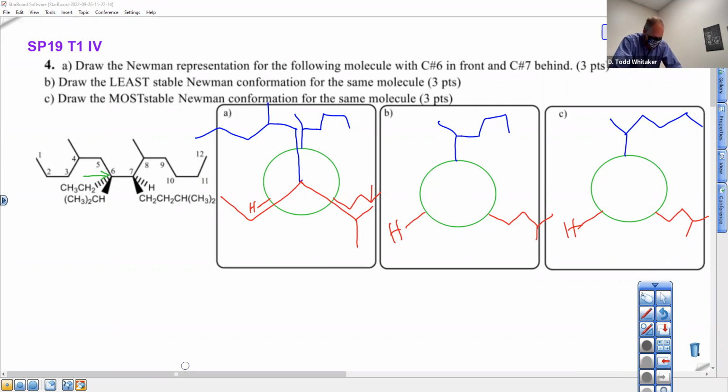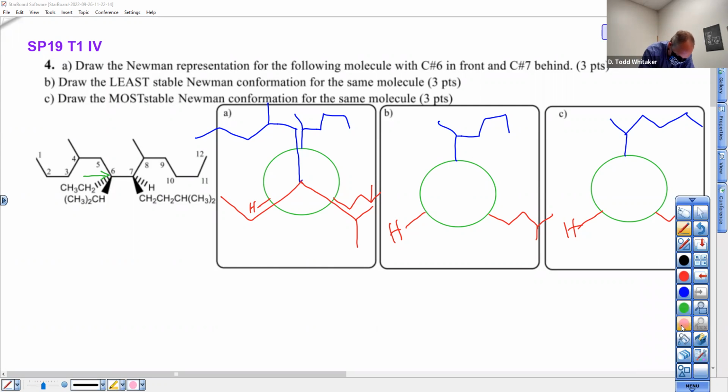The question is, on my first molecule, what's the bulkiest group on the front carbon? So these 3 bonds, which one is the bulkiest group? Yes, the isopropyl. I'm going to circle it or highlight it. You don't have to really do anything with it. Bulkiest carbon on the front has that group. Go to the back. Is it the H, the isopentyl, or the sec hexyl? Sec hexyl is the bulkiest back there. So in the least stable Newman conformation, those guys are on top of each other. And in the most stable conformation, they're 180 degrees from each other. And that's all you need to know for this question.